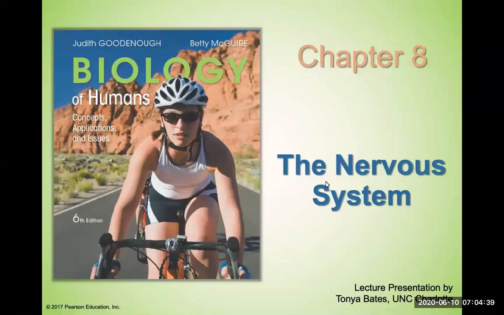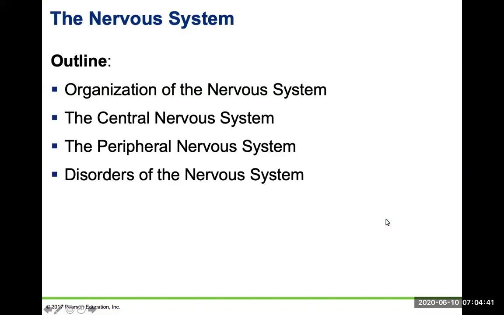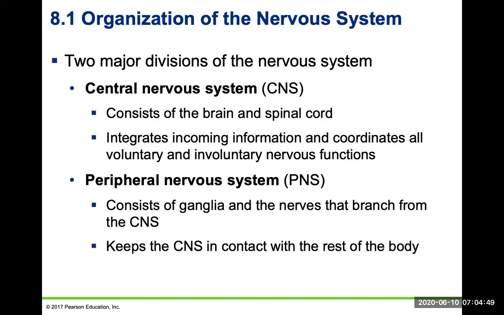All right, so we are in chapter 8, which is the nervous system. We'll look at the nervous system in this way, how it's organized, and then some of the disorders at the end. The two major divisions that we briefly talked about in chapter 7 are, again, your central nervous system and peripheral nervous system. Your central nervous system is your brain and your spinal cord.